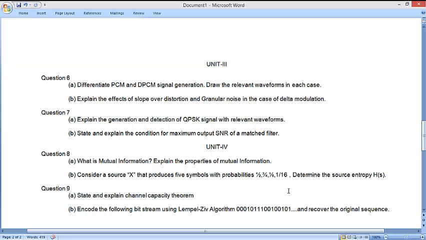So with this we end our discussion of the end-term examination 2014 for communication systems. I hope you will be able to write the proper answers. This will help you understand how to solve an examination paper and what to write in an answer.